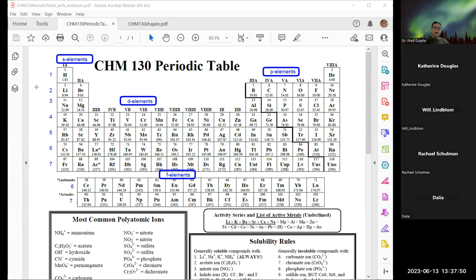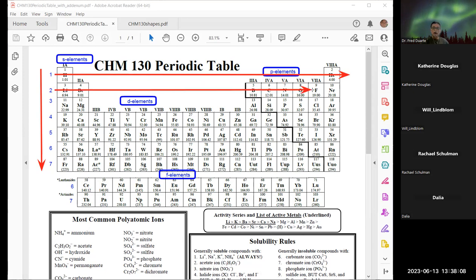From the left side, I have marked 1 through 7, okay? Those represent the energy levels. Energy level number 1 consists of the electrons of hydrogen through helium, okay? Energy level number 2 starts with lithium and goes all the way across the periodic table through neon. So as we build up electrons, we start off at the first energy level. We fill up those energy levels first.